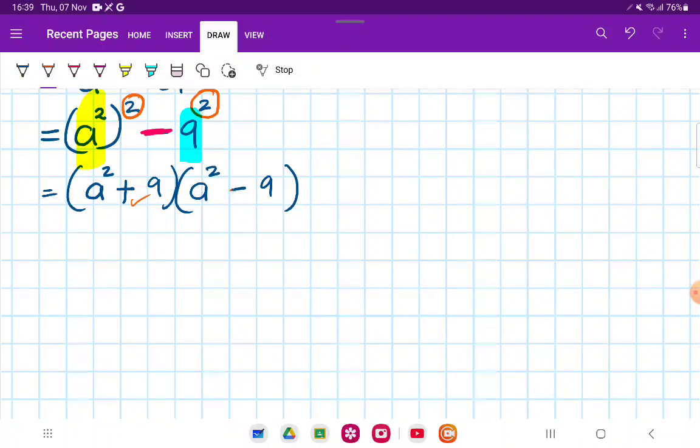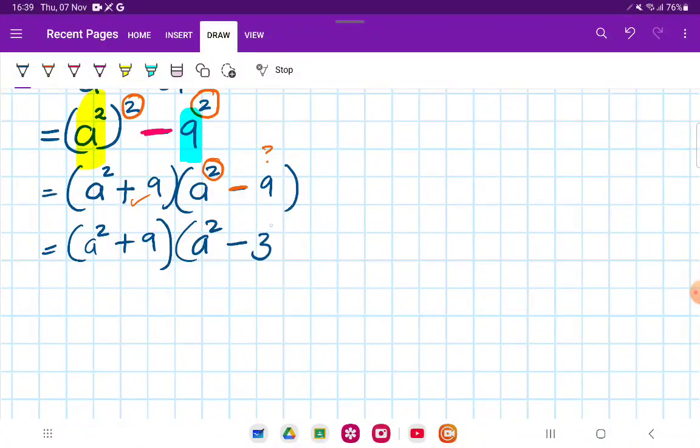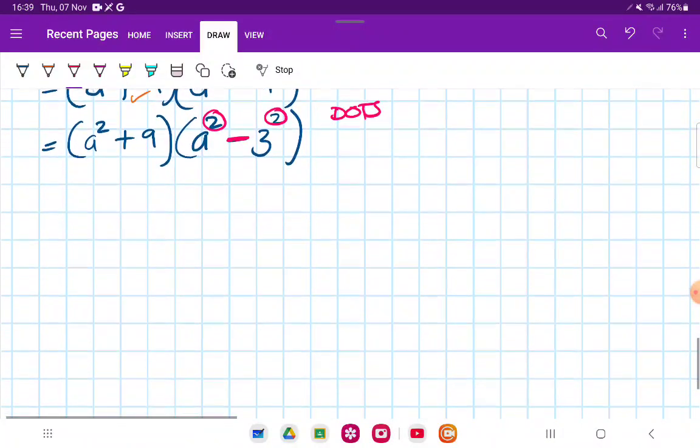But on this one, I have a difference. And now I want to see, I have 1 square. Is that a square number? Let's check. Yes, it is. a squared plus 9 multiplied by a squared minus 3 squared. Oh, I have a difference of 2 squares. DOTS, right? So now I can factorize that one.